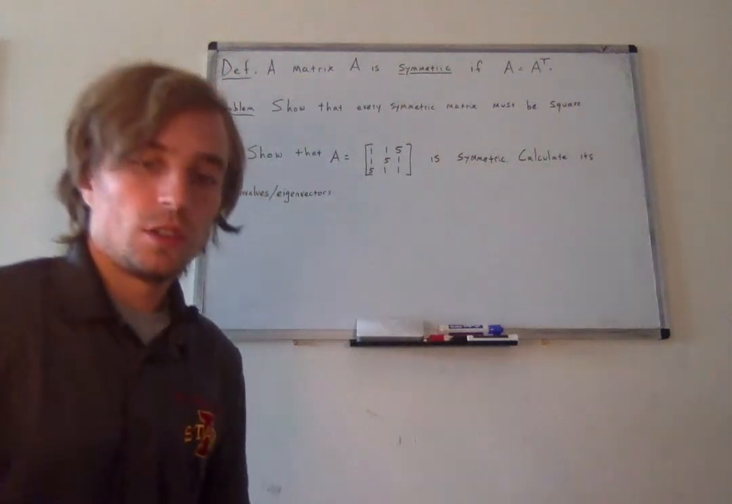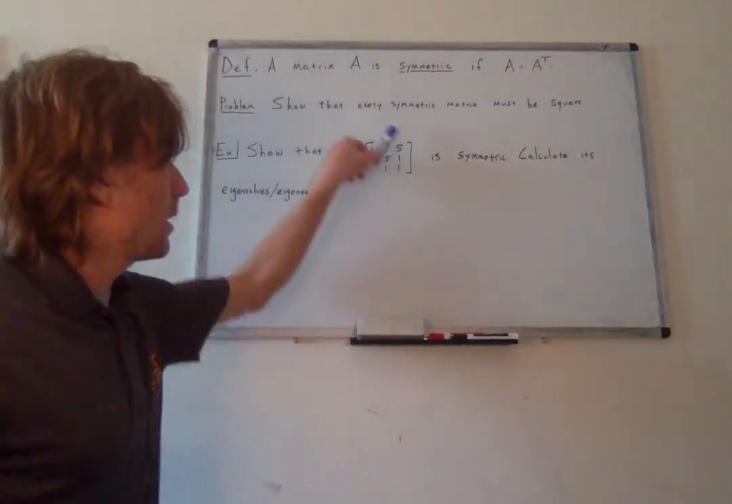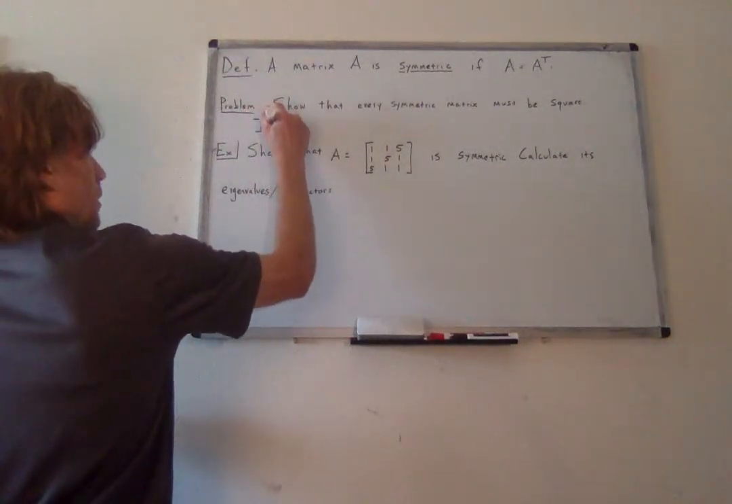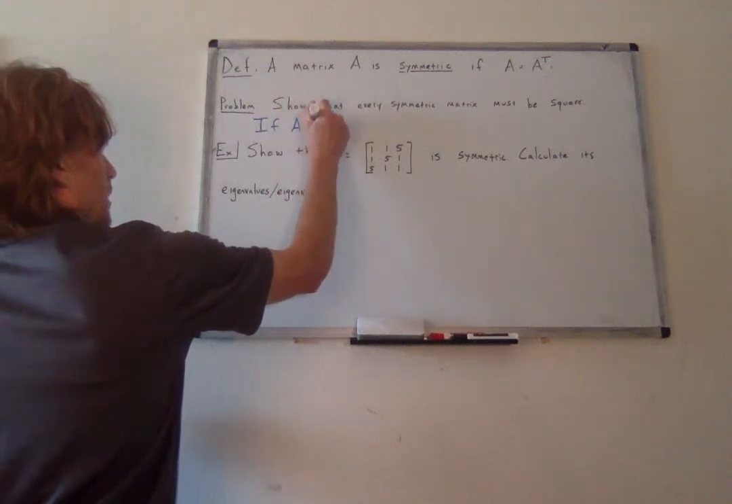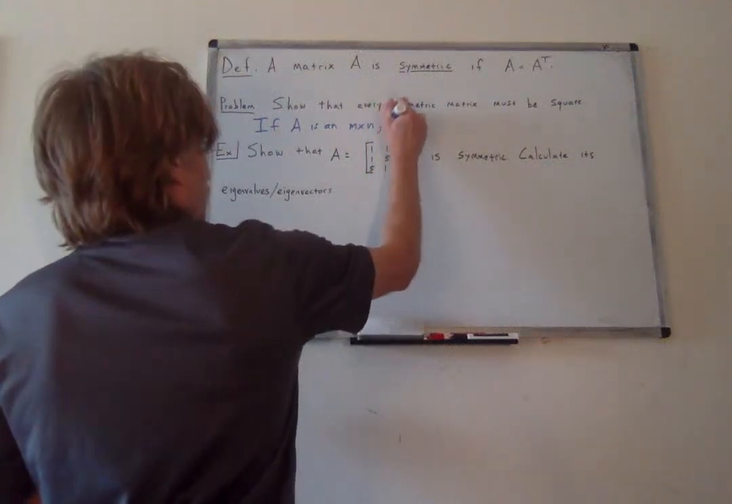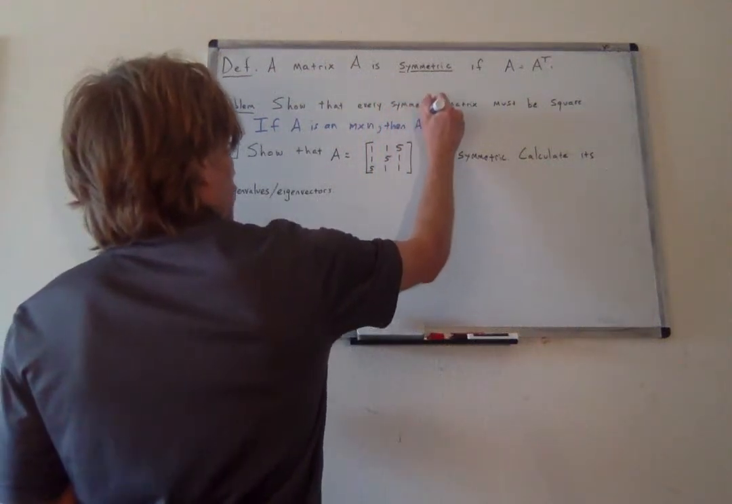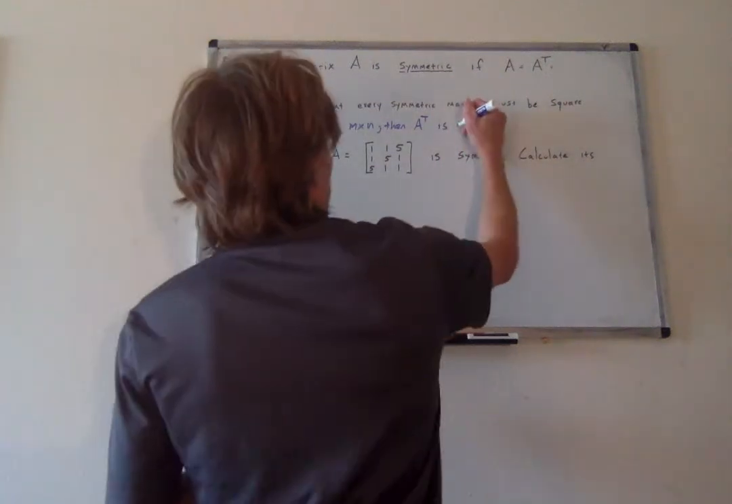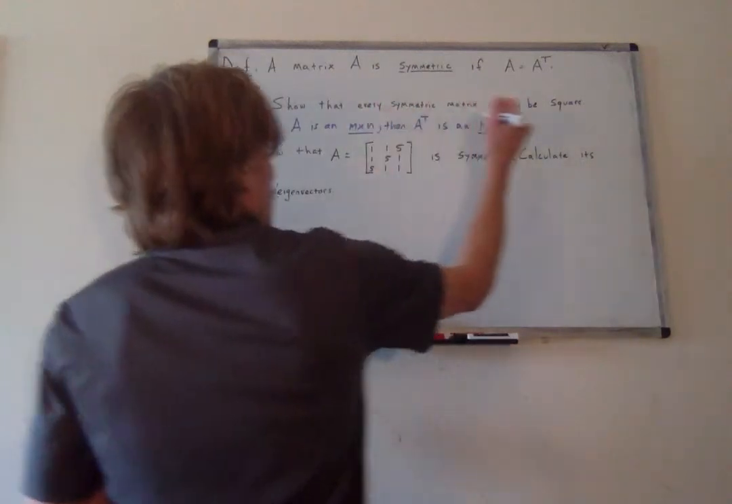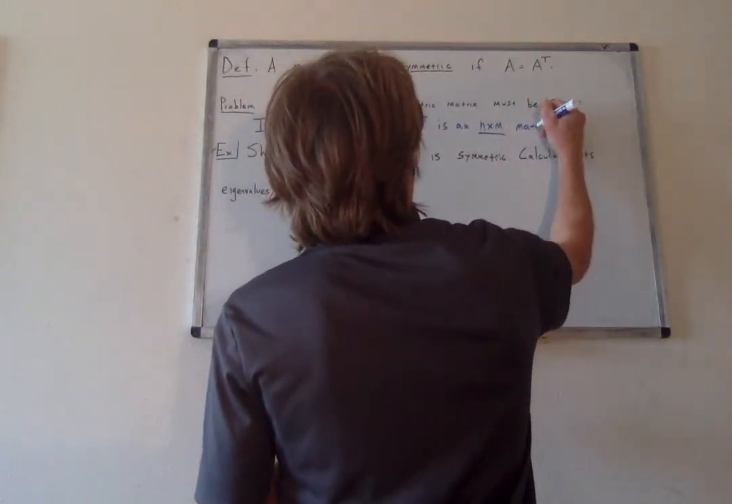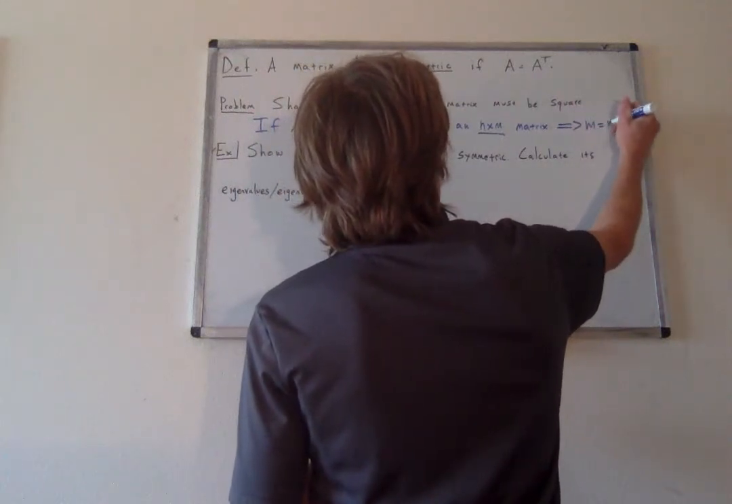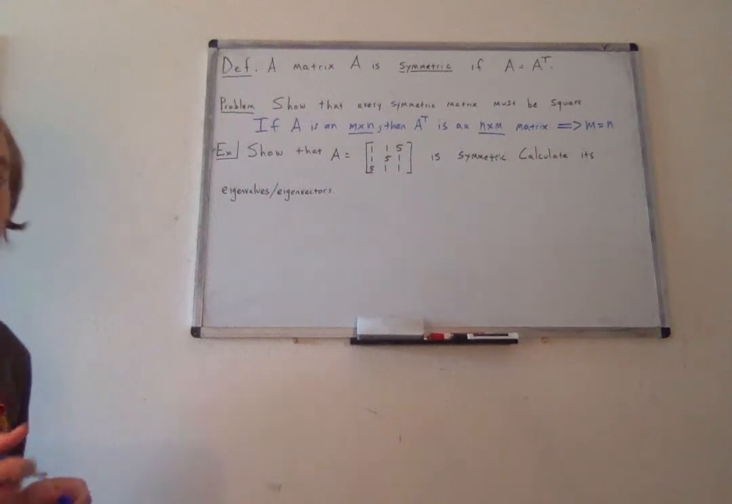All right, so this is actually a relatively short solution. So remember, if A is an m by n matrix, then A transpose is an n by m matrix. And since A is equal to its transpose, this means that m has to equal n. Otherwise, those two matrices can't be equal.